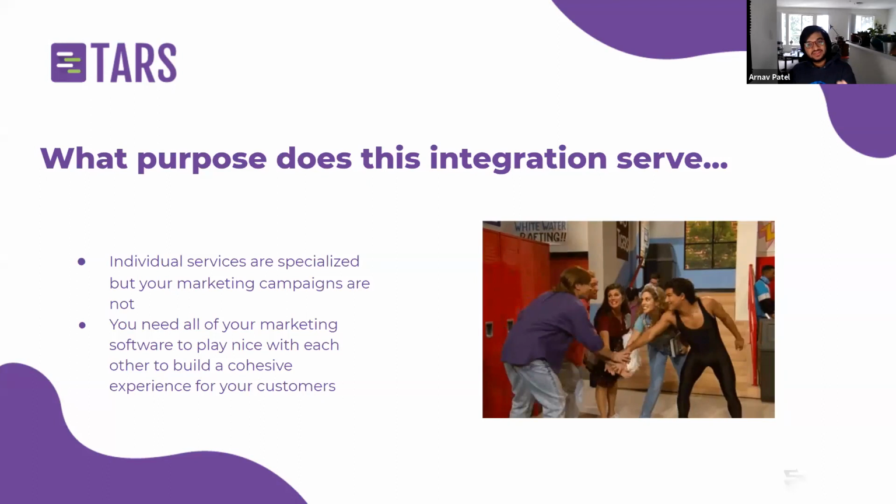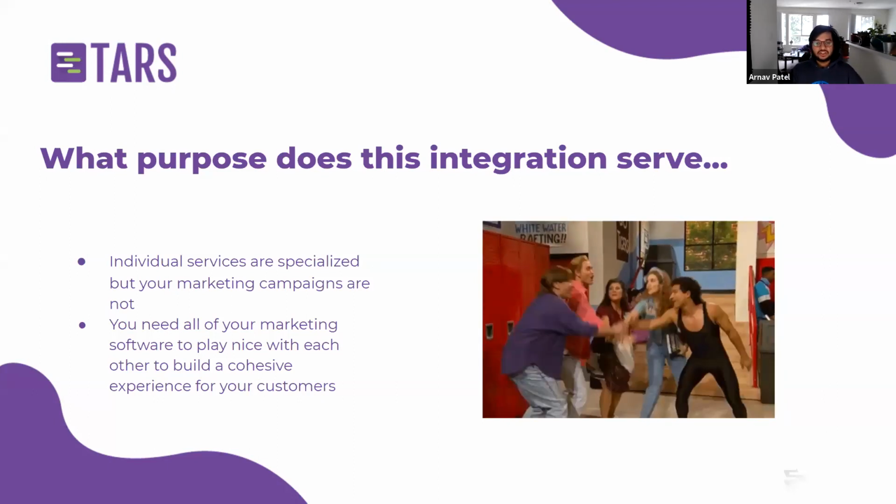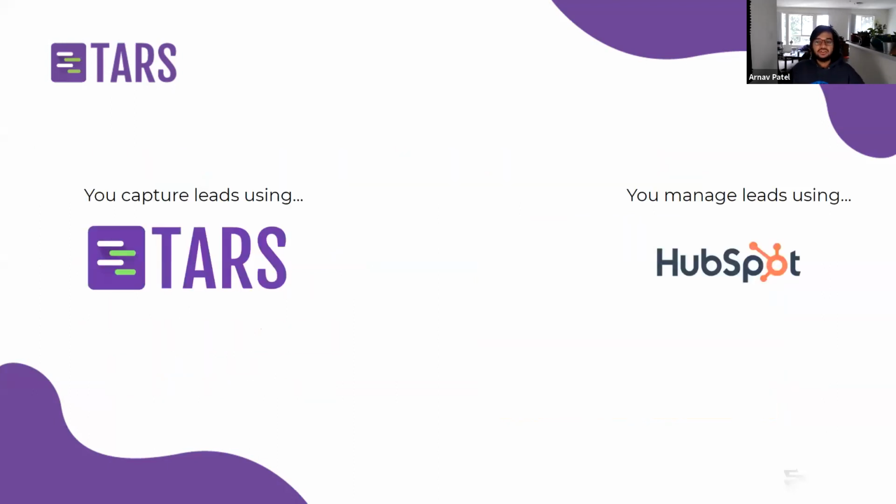Now, we know that this sort of stuff can sound super abstract, so we actually prepared an example to explain exactly what we mean by this. Take the example of TARS and HubSpot. Say you're capturing leads through a conversational landing page or a chatbot on TARS, and you manage your leads using HubSpot. Now, the question arises as to how you are going to transfer data between the two of them. All of these emails and names are being generated within TARS, and you need to get those names and emails all the way over to HubSpot. So how are you going to go about doing that?